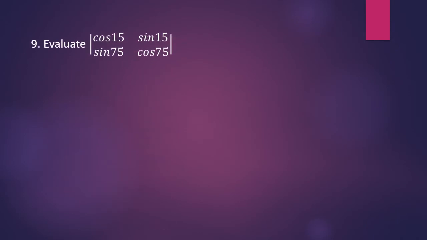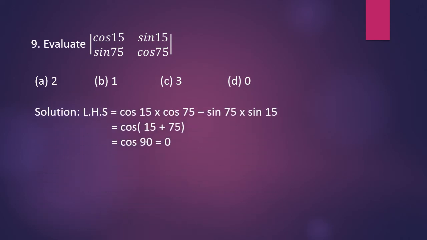Next we have to evaluate this 2 by 2 determinant here. We can evaluate the 2 by 2 determinant by multiplying the diagonal elements minus non-diagonal elements. So these are the four options here. Let's see. I'll consider the left hand side, that is determinant of cos 15 degree, sin 15 degree, sin 75 degree, cos 75 degree.